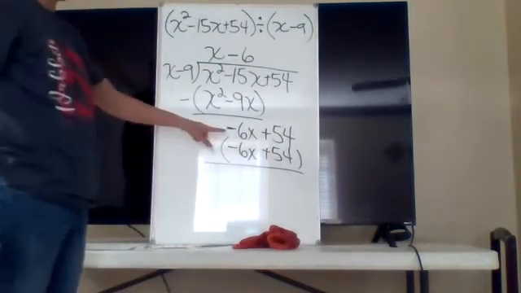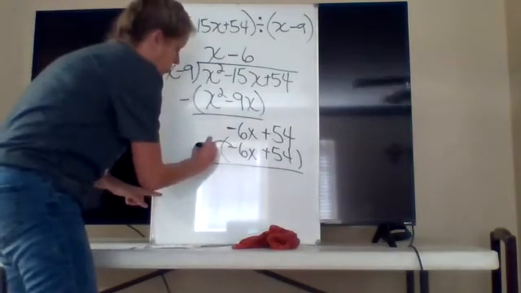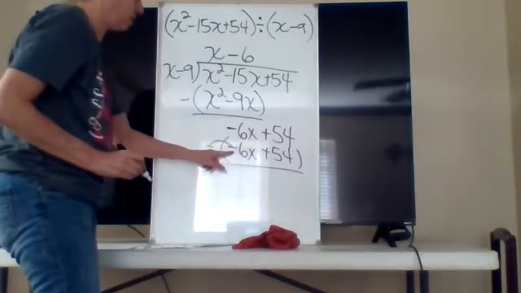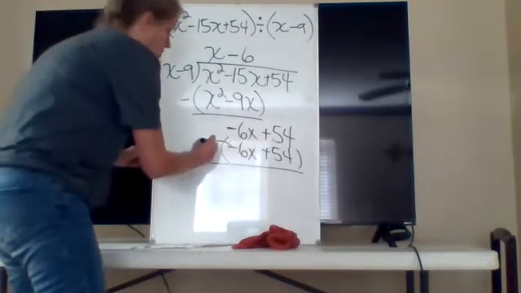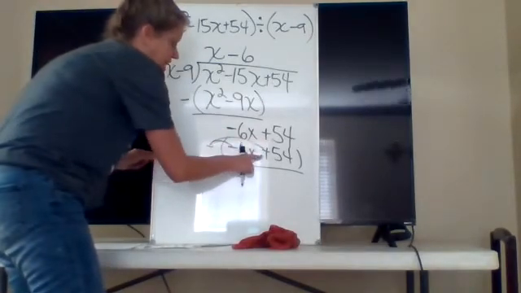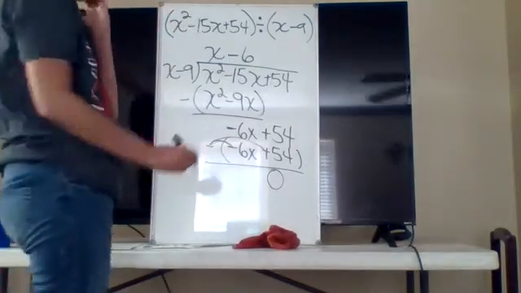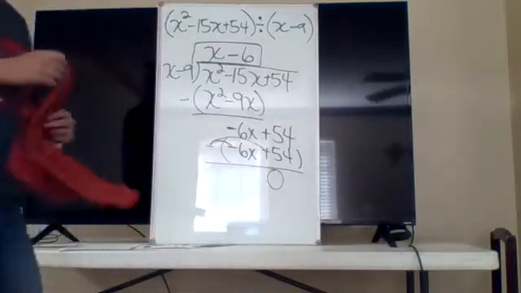And then again, what happens here? What does this turn this into? A plus 6x, right? So you have negative 6x plus 6x, which is nothing. You've got 54. That turns that into a negative 54, which is also nothing. So there just is nothing left over. There's no remainder. And x minus 6 is your answer.